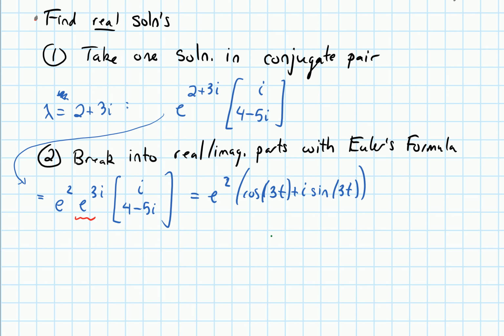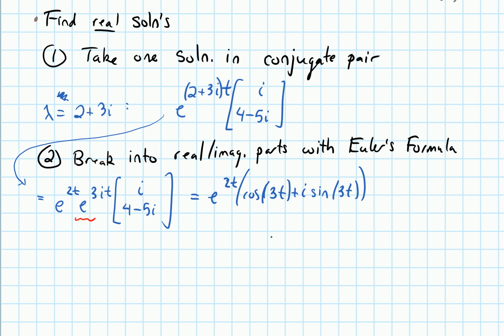I'm realizing now that there's something important that I forgot to write. This 2 plus 3i should be multiplied by t. So I forgot that t. Let's go ahead and add that in. When I first split this up, we'd have 2t and then 3it here, and then I would have an e to the 2t here. Okay, so now I think this looks good. If you were worried about what I was doing before, I think I fixed it now.